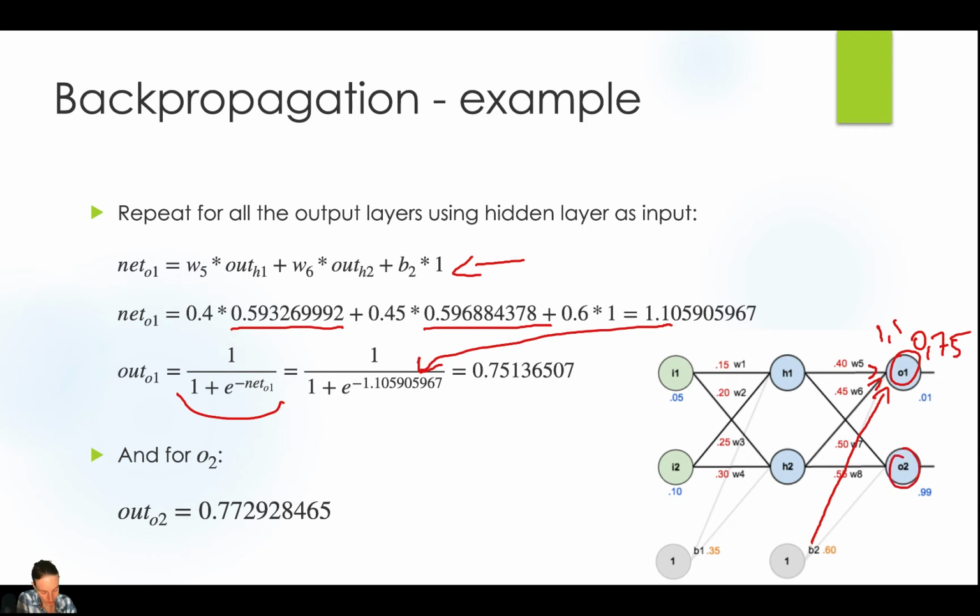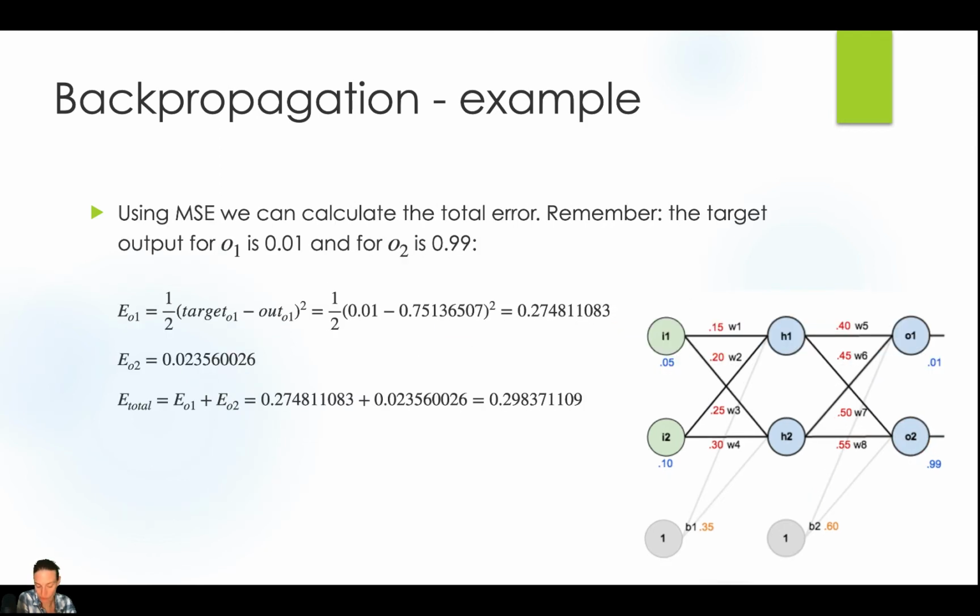Same can be done for O2. All right, so that's the forward pass. That's the easy part. In this case, we're using a mean squared error, so we can calculate the total error.